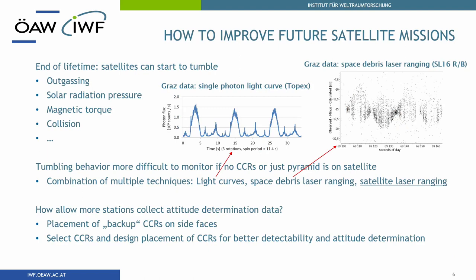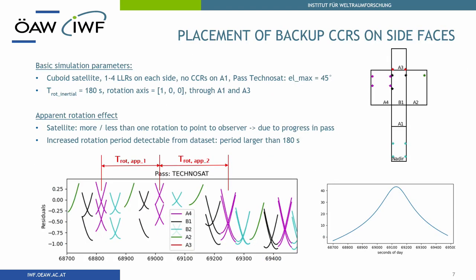The basic background of the simulation tool, as I said before, is that satellites can start to tumble, and future satellite missions intend to place backup retros on their side faces, different number of them. So this is assisting satellite missions after their lifetime to evaluate tumbling motion behavior, for example. Just to give you some simulations of the tool of rotating satellites.